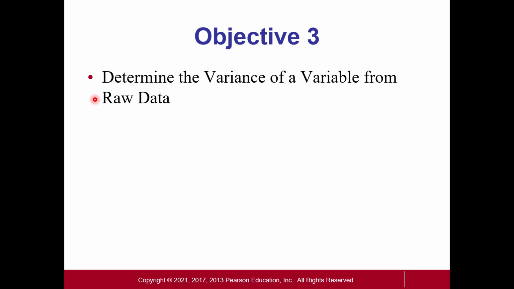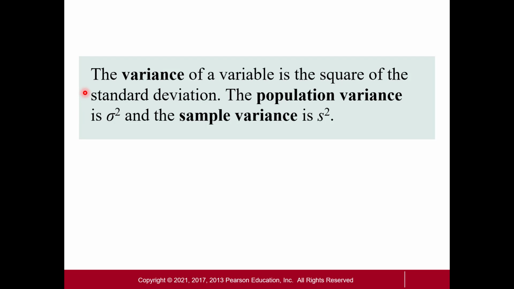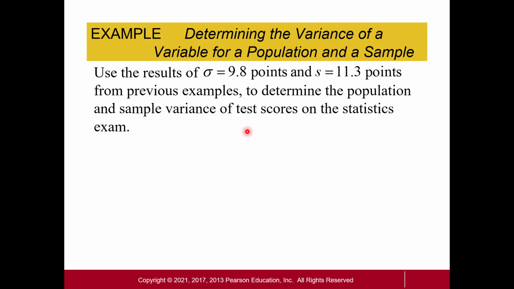So next, let's determine the variance. We just talked about standard deviation. Now we're going to talk about the variance of a variable. The variance is just the square of the standard deviation. So the good thing is we already did all the work for standard deviation. Variance is just that value squared. If it's a population we're talking about, that's sigma squared. If it's a sample, that's just s squared.